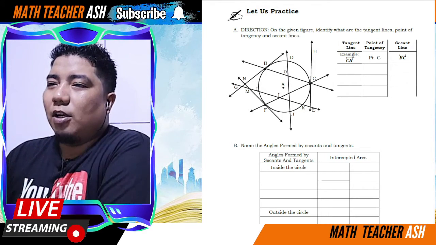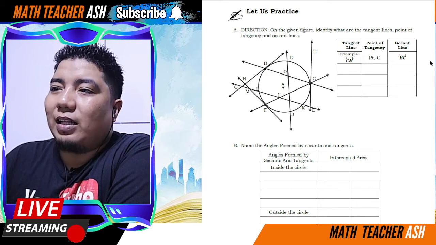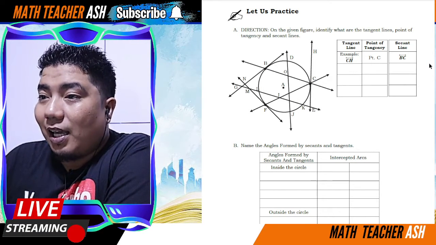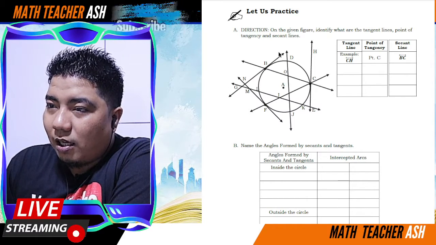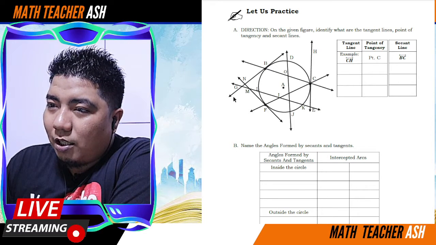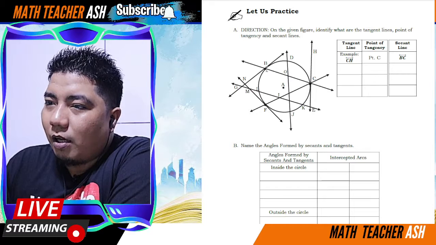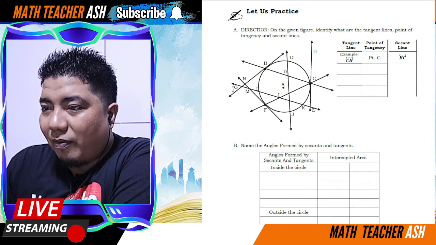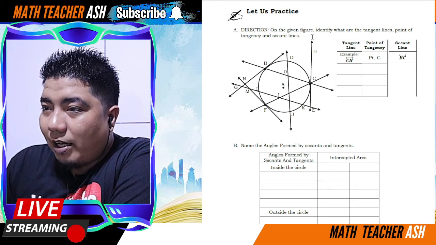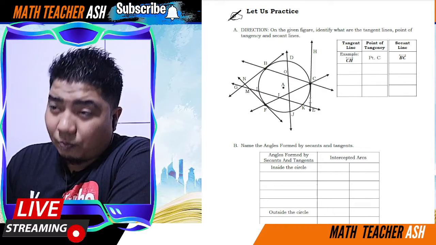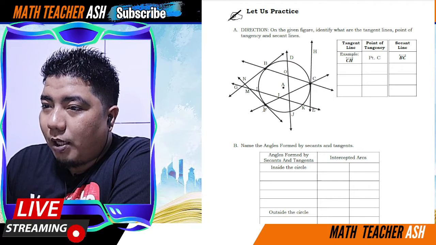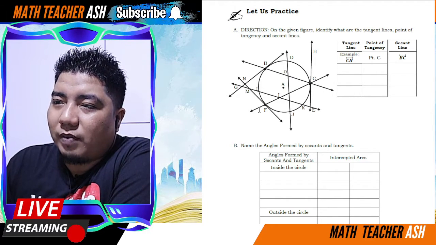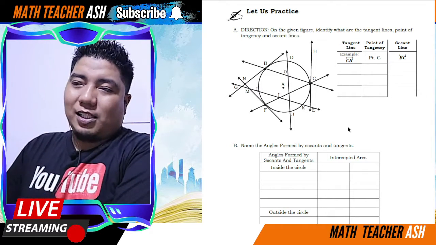So let us practice. On the given figure, identify what are the tangent lines and the point of tangency and the secant lines. So, tangent lines, of course, ito yung mga nasa labas. Ito, yan. Si line BG or BN, depende, pero isang line lang yan. Ito naman, si line MF. Ito din si line HC or si line CE. Then, the point of tangency is point C, point B, and point F. Alright, so those are the points of tangency for the three tangent lines that I just said.